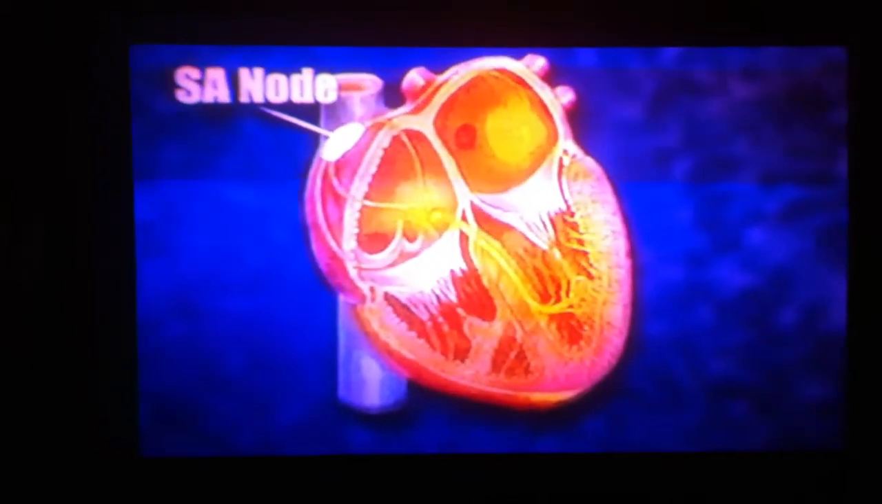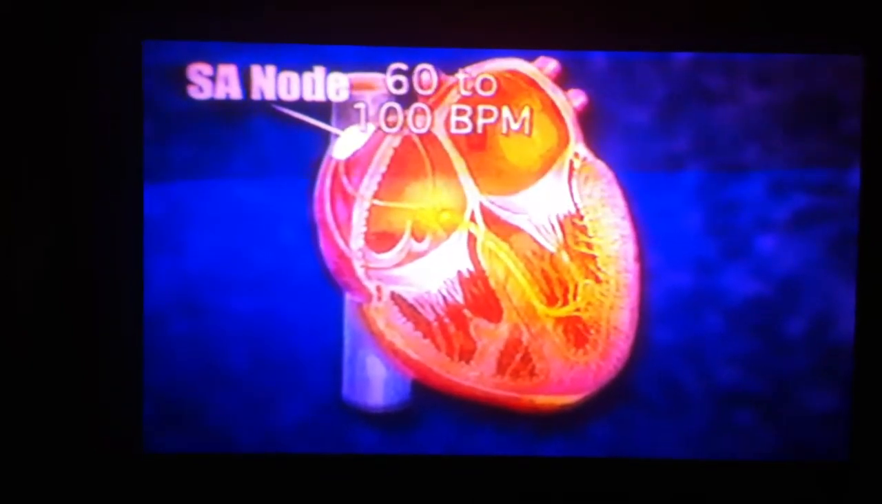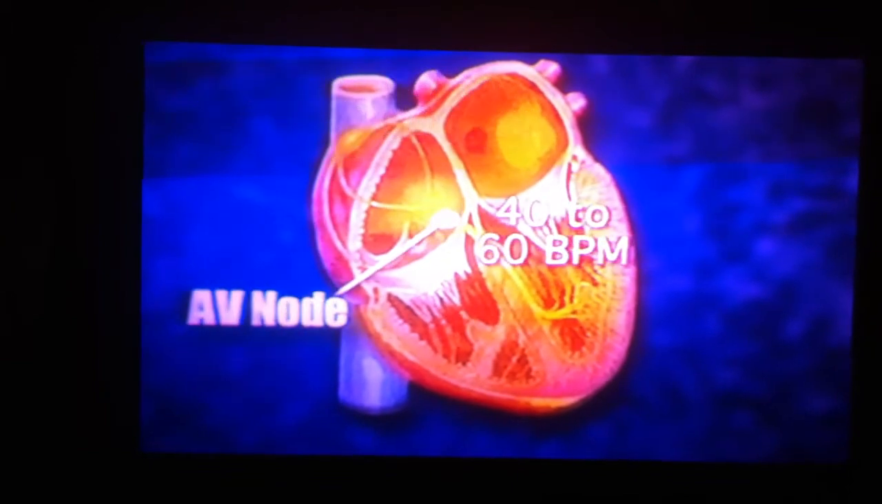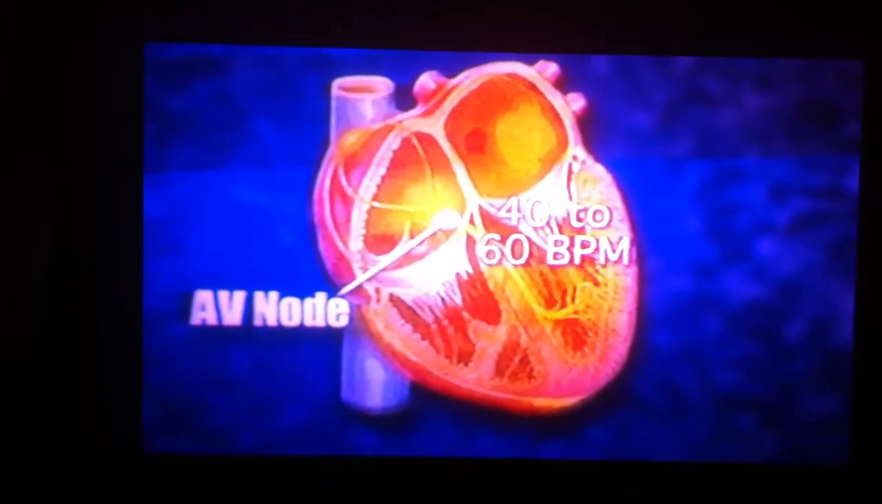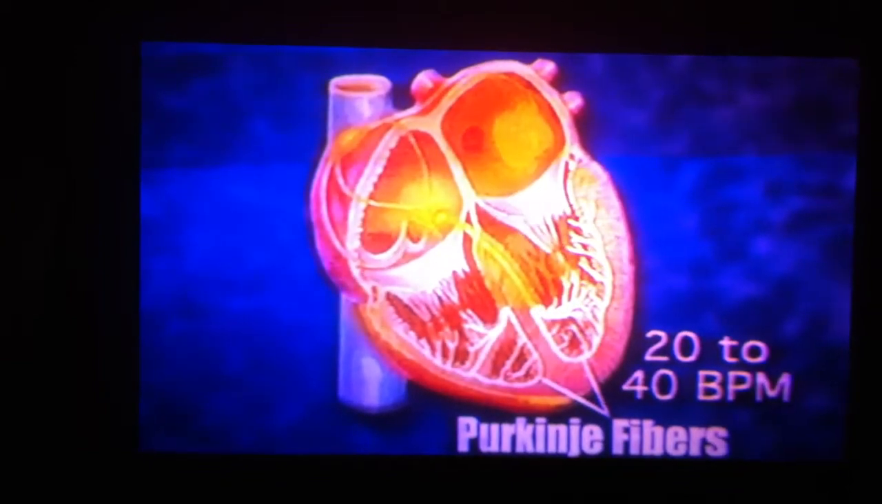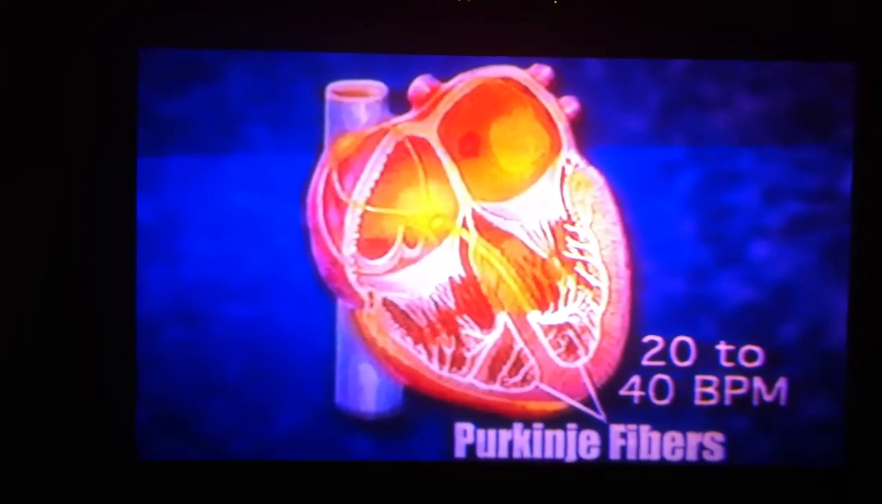Escape pacemakers will usually pace the heart at an automatic or set rate. The rate of each pacing site is 60 to 100 beats per minute for the SA node. The AV junction paces at 40 to 60 beats per minute, and the Purkinje fibers pace the heart at 20 to 40 beats per minute.